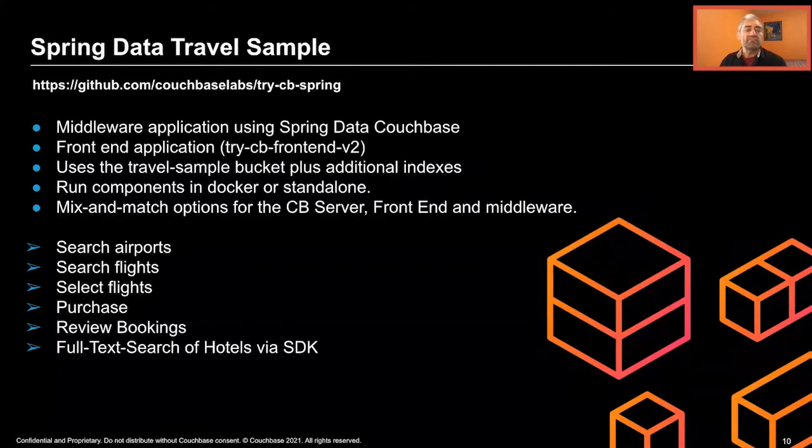So it uses a travel sample bucket plus some additional indexes that it will create when you start it up. You can run the components alone or in Docker. You can mix and match the different parts. You can use your own Couchbase server. You could use your own front end.